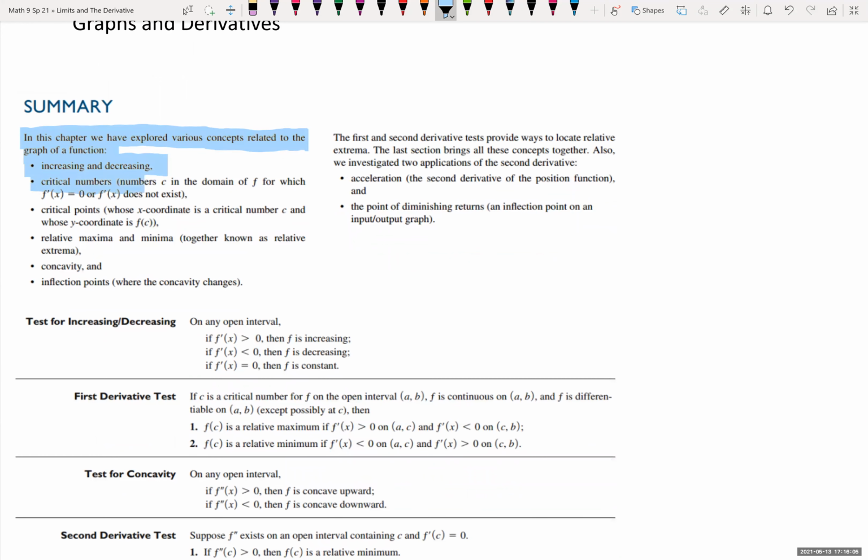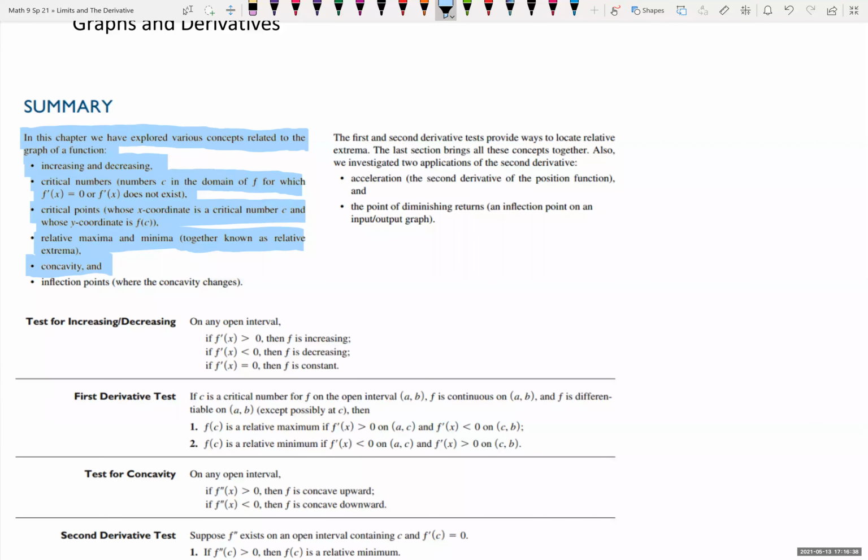We found critical numbers, number C in the domain of f, for which either the derivative equals 0 or the derivative doesn't exist. Critical points are points whose x coordinate is a critical number C and whose y coordinate is f of C. Okay, so for points, we just plugged our x value back in. That was our critical number, to find that y value. We looked at relative maxima and minima, together known as relative extrema.